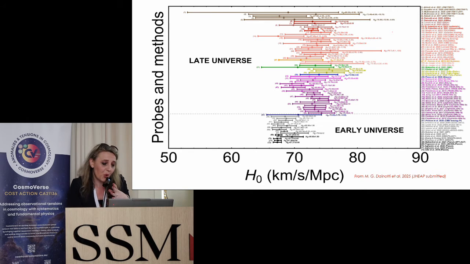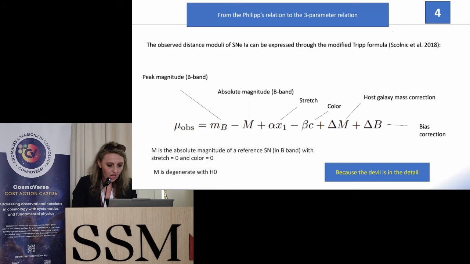So this is just to show you that after many years, we are still back in the game, from 50 to almost 90 for the Hubble constant, if you consider many probes. So we really still need to work a lot to try to come up with one value.